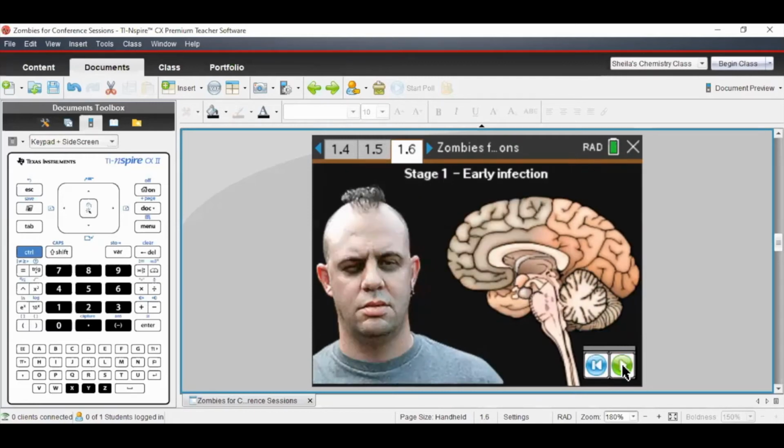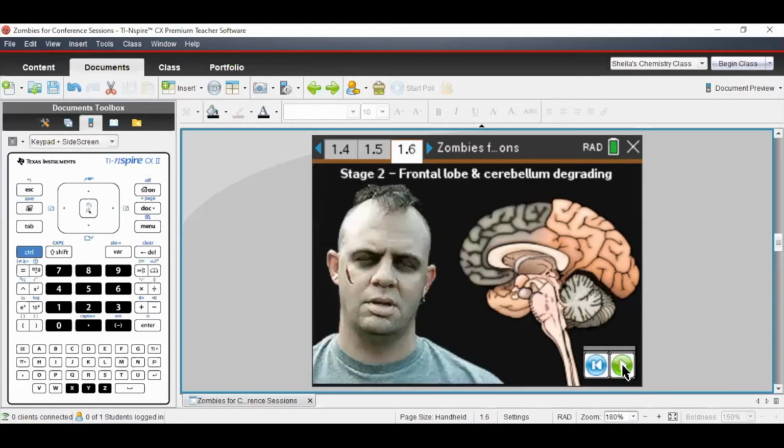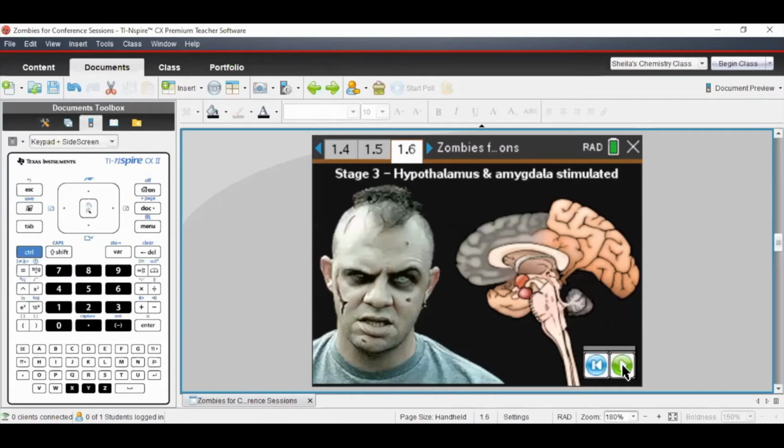So I'm going to pause it after stage 1, and you can talk about that with the students and just take a look at what changes have occurred in this guy from stage 0 to stage 1. There's stage 2. We see him looking a little bit different. I'm just clicking play and then pause again.